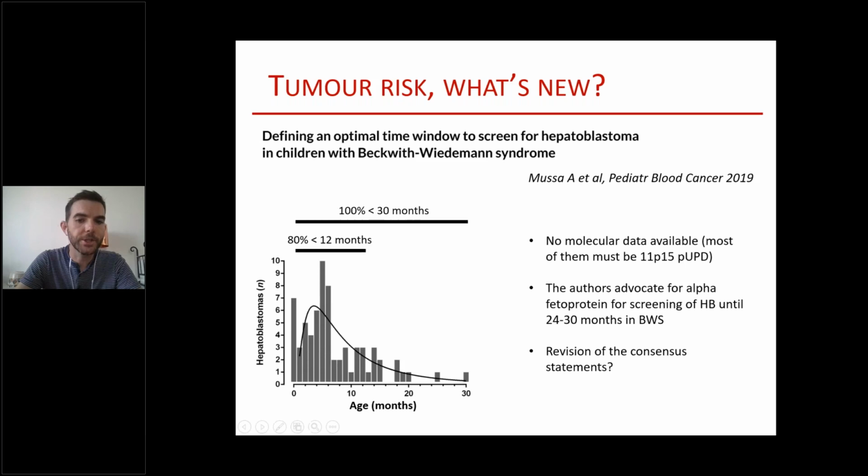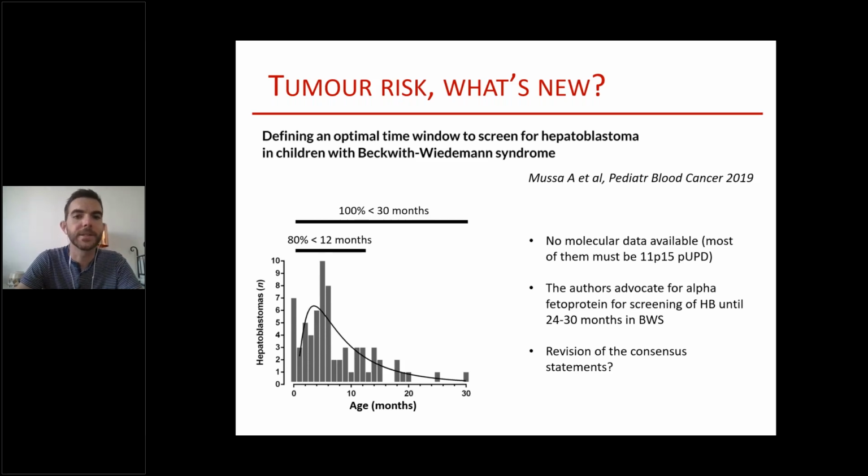This raises the question of a revision of the consensus statement, because screening of alpha-fetoprotein for hepatoblastoma hasn't been included in the strategy for tumor screening. So to date, alpha-fetoprotein is not recommended, but probably we should discuss in the future whether we should introduce alpha-fetoprotein for screening for hepatoblastoma.